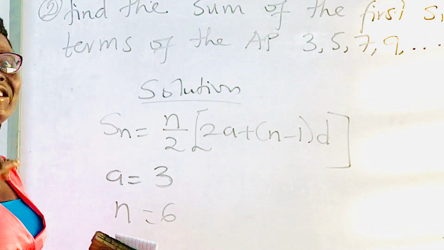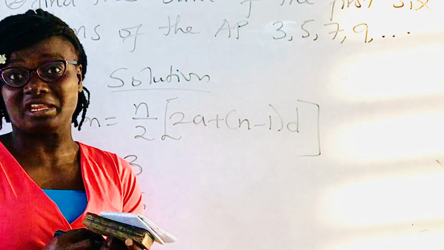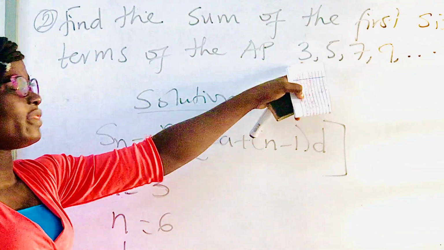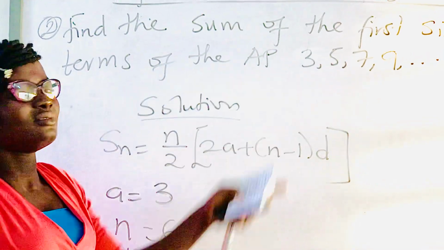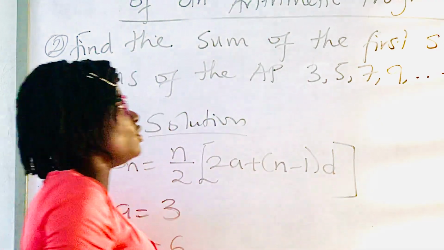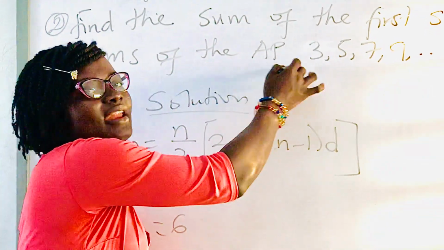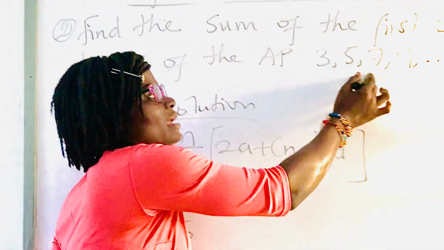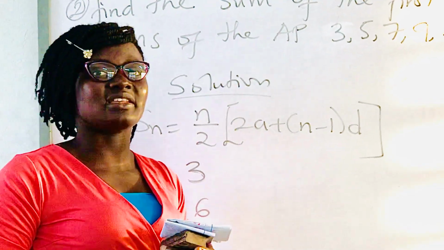Then Rd, our difference. I believe you remember how to find the difference by subtracting the first term from the second term, or the second term from the third term. So in this case, you are going to get a common number, that is 2. 5 minus 3 is 2. 7 minus 5 is 2. 9 minus 7 is 2. So any of the two terms you pick, you arrive at the same answer.